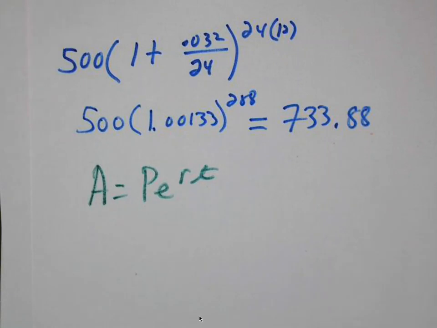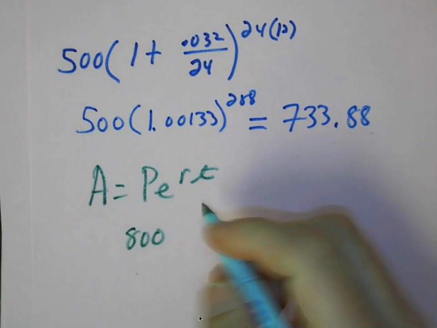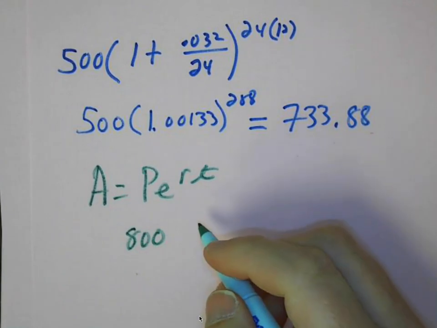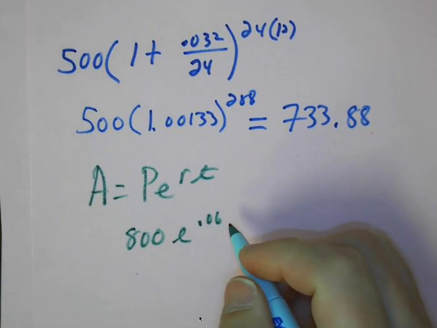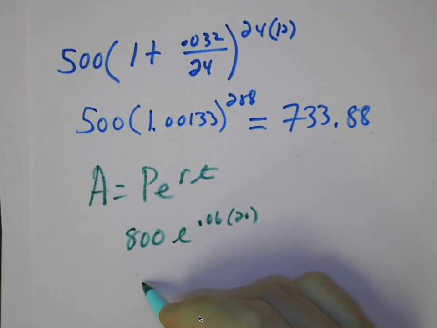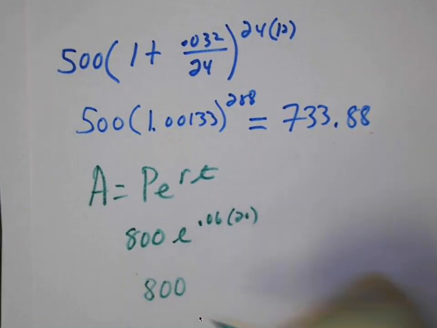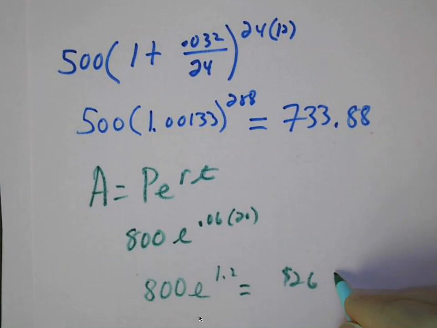So if you look at number 6, suppose an $800 investment is compounded continuously at an interest rate of 6%. How much will be in the account after 20 years? You just punch this in your calculator. This is 800 times e to the, I believe it's 1.2. And when you do that, you get $2,656.09. All right, pretty easy.